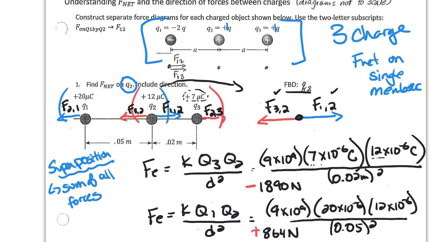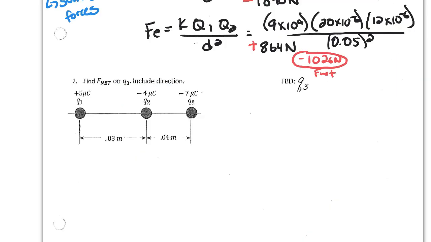So the result, when we finally add them, one to the left and one to the right, is negative 1890 plus 864, or a net force of 1026 newtons, but it comes out negative, and that's our net force. So the middle charge would be pushed with a considerable force to the left. Okay, go ahead and try the second one, and I'll put the answers up in just a minute.